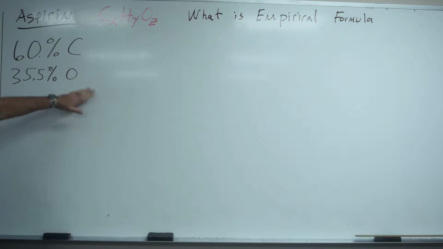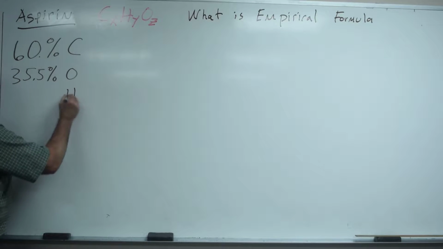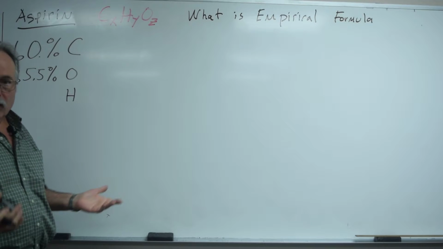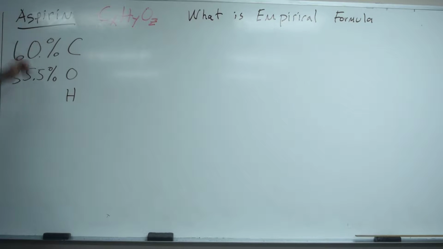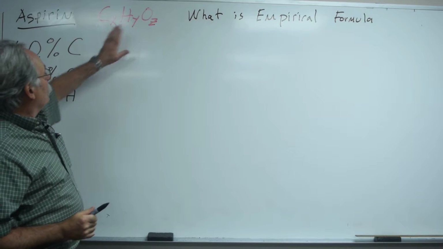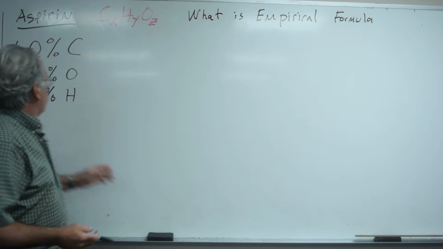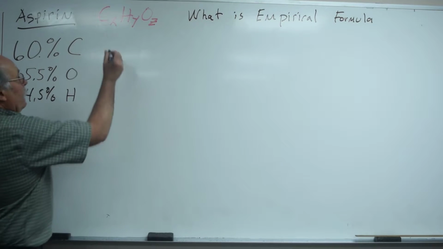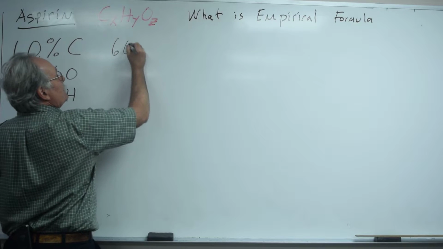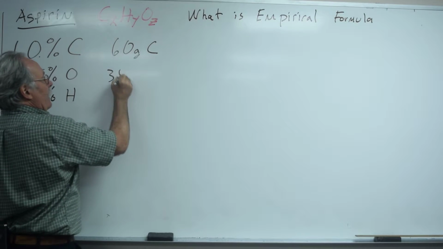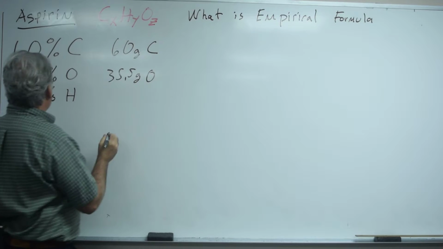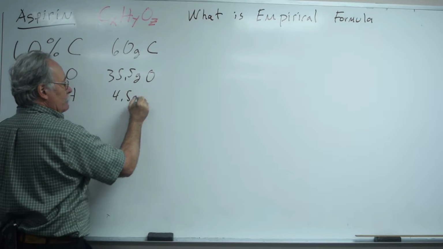So the first thing we need to do is calculate the amount of hydrogen in aspirin. The sum of the percentages is the whole, or 100%. So 100 minus 60 minus 35.5 is 4.5%. If I add these together, I get 100%. Since we're given percentages, the percent composition is independent of the quantity. We can choose any mass we want, so we're going to choose 100 grams. That makes life easy. If I have 100 grams of aspirin, I have 60 grams of carbon, 35.5 grams of oxygen, and 4.5 grams of hydrogen.